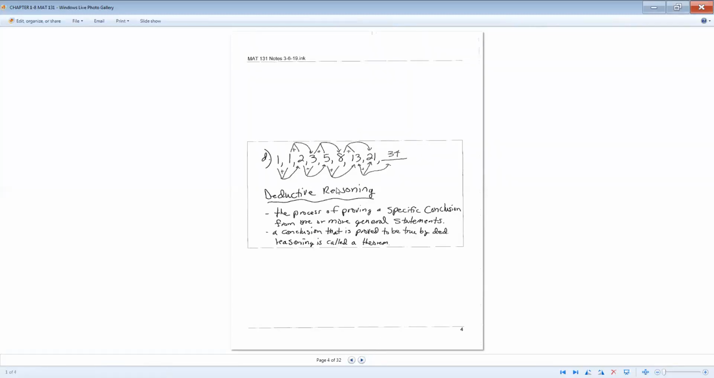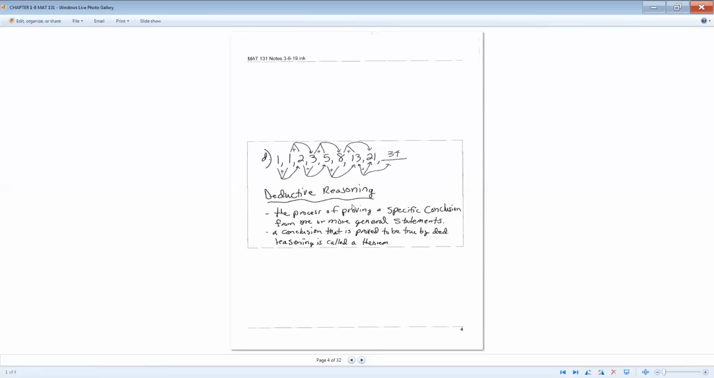Next one is a little different. See here, we're adding the 2 previous numbers to get the next number. So 1 plus 1 is 2, 1 plus 2 is 3, 2 plus 3 is 5, and so on. So to get the final number, 13 plus 21 is 34.